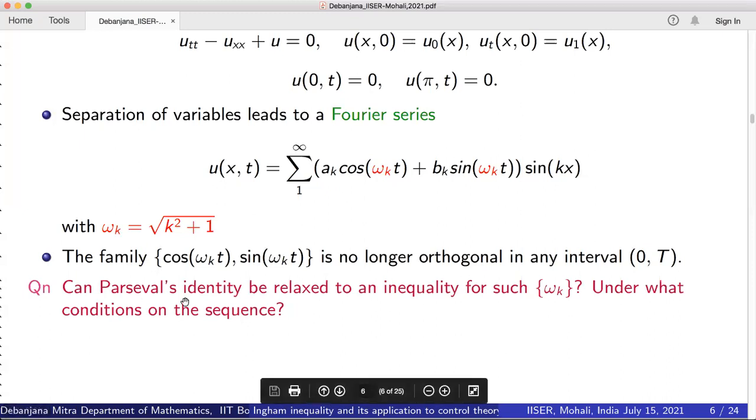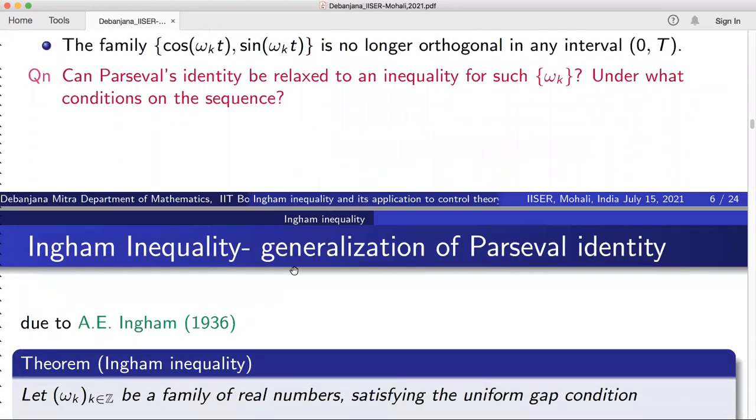So we need a generalization or some extension of the Parseval identity, for such type of exponentials when omega_k is real but need not be in that particular form, and in particular cos omega_k t, sin omega_k t are not orthogonal. Then we can relax the Parseval identity, and which kind of condition is needed on omega_k to at least obtain some inequality instead of the Parseval identity. Okay, so that's what we are looking for now.